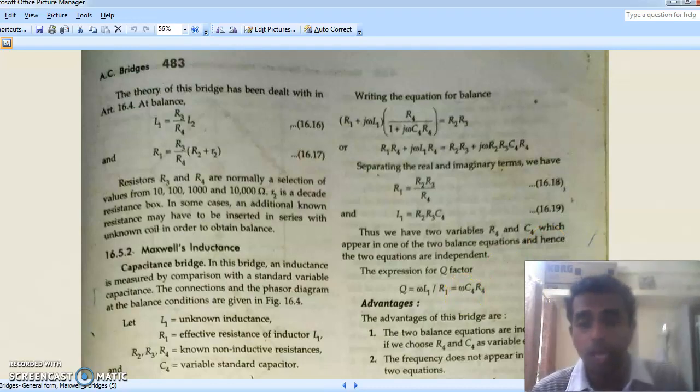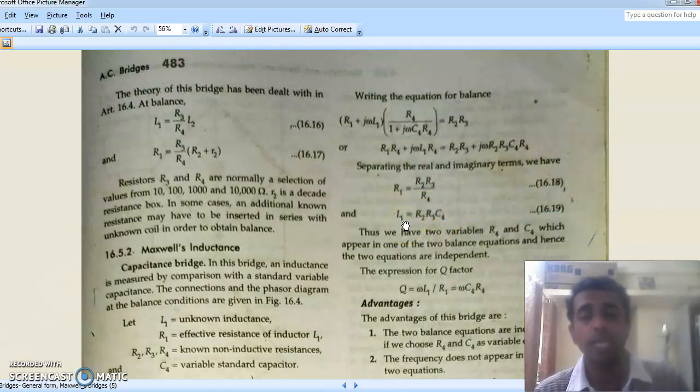Now one advantage is that if you choose the resistances R2 and R3 in such a way that when I calculate L1, the product of R2 and R3 is of the order of 10 raised to 6. Suppose L1 is equal to some value multiplied by 10 raised to 6 C4. Maybe it can be 2 or 3, any value multiplied by 10 raised to 6 C4. So an order of 10 raised to 6 multiplied by C4 results in L1.